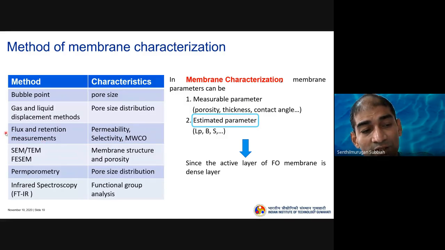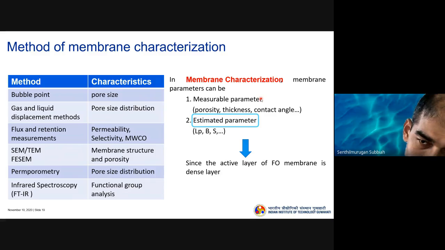So there we need to do an experiment and measure the flux and retentions. And then for the membrane structures, we can use SEM, TEM, and FE-SEM. And then the pore size distribution, again, the gas liquid displacement method is one of them, which is porometry. And then the functional groups. So what are the different functional groups that exist in the membrane? We can use infrared spectrometry.